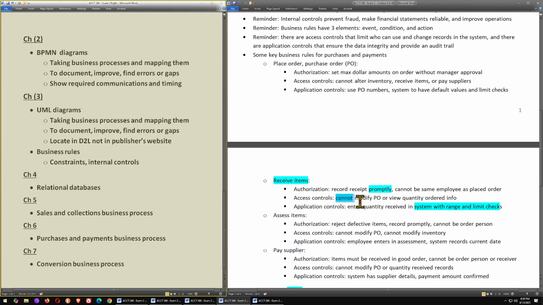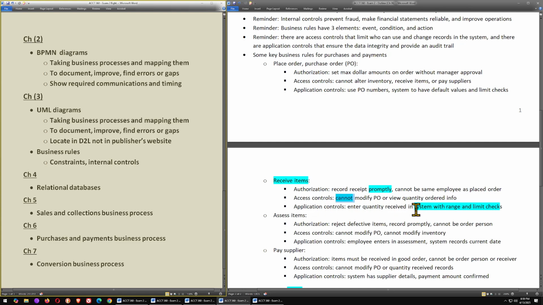The receiver cannot modify the PO in the system, and they cannot view the quantity ordered. That's a good one there, I think. They can't view the quantity ordered. They're just supposed to report how many they receive. If they know how much was ordered, they could just not count it and put that number in, thinking, oh, it's probably good enough. So you want them to actually count it without knowing what was ordered, so that you get an accurate count when they receive items.